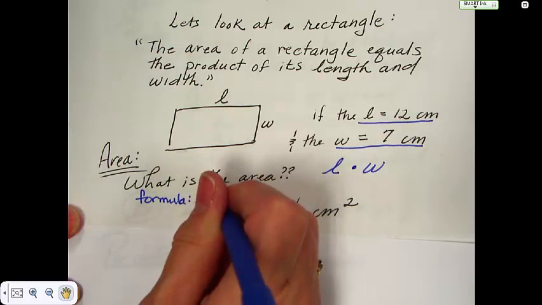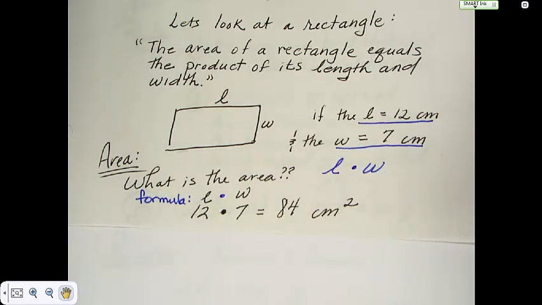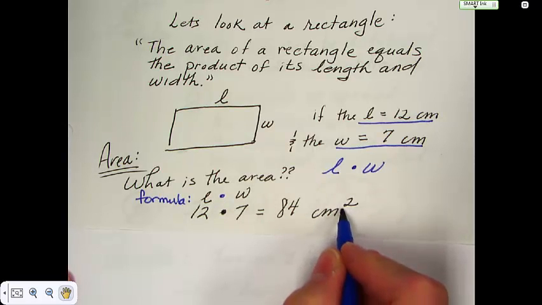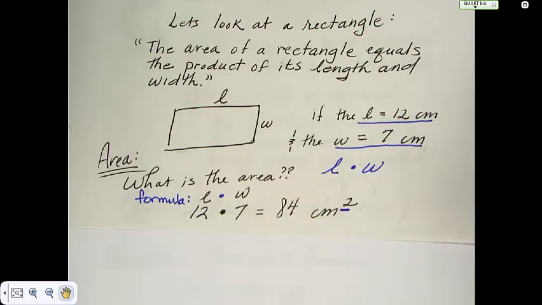So if we use the formula of length times width, we can find the area of this rectangle, and the area is 12 times 7, length times width, and it equals 84 centimeters squared. Be sure that you use squared for area. Volume is cubed, area is squared.